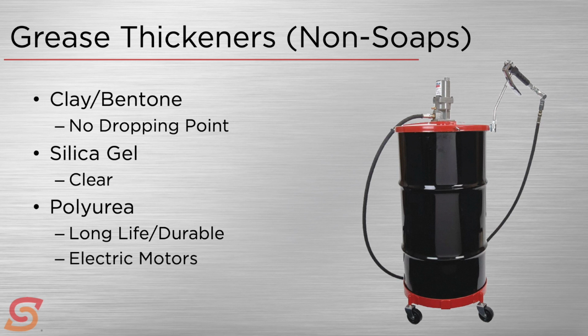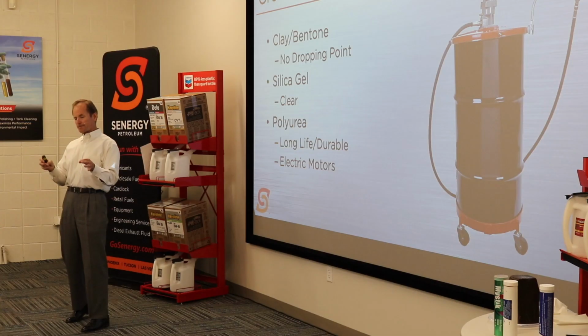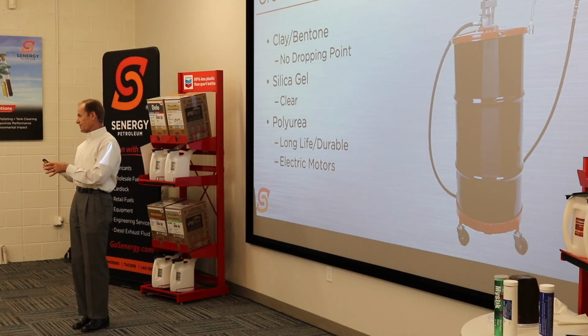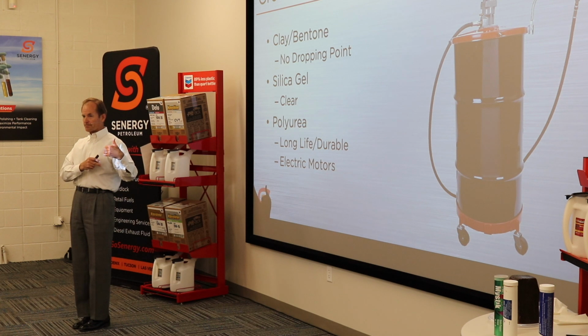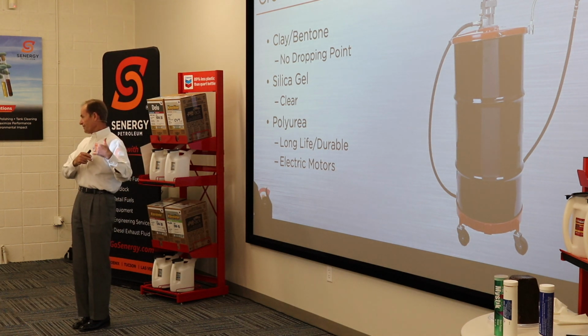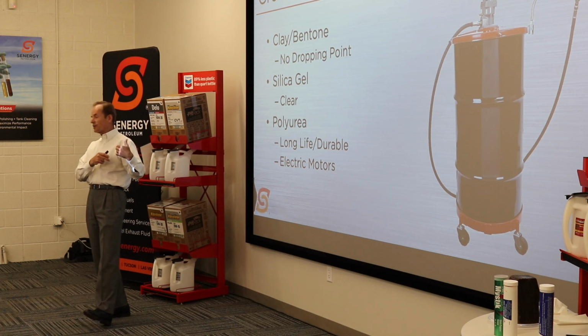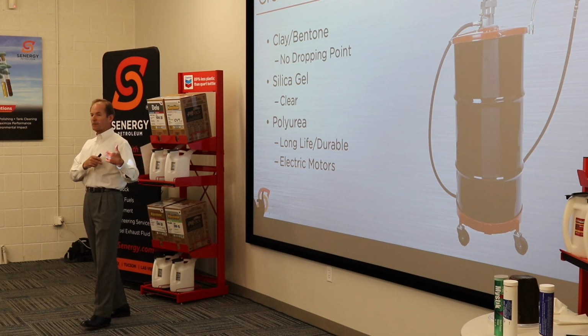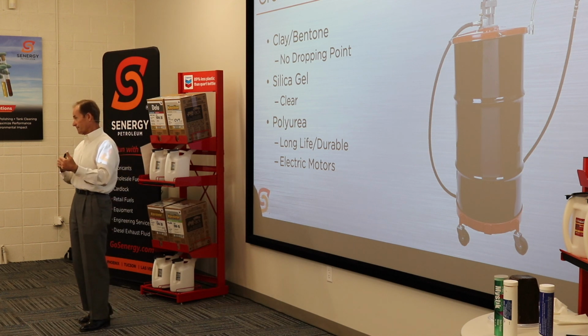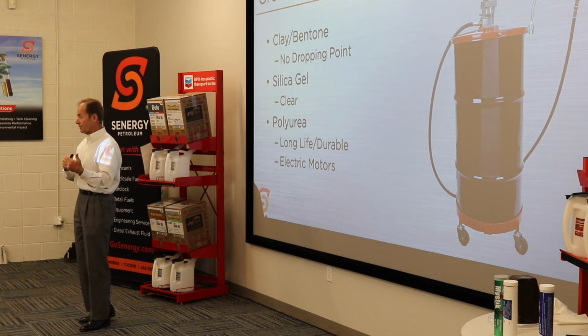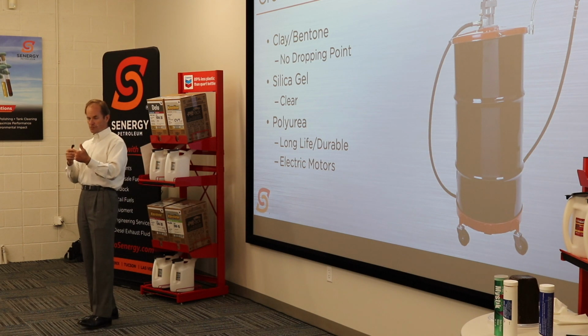Polyurea greases are formulated for use in electric motors because if you overgrease an electric motor and you blow out the internal seal, you can end up with grease in the windings of your electric motor. And your typical thickener, lithium complex or something like that, will attack the insulation on those windings. Almost all your typical soaps will, but polyurea doesn't. So polyurea is formulated into electric motor greases.